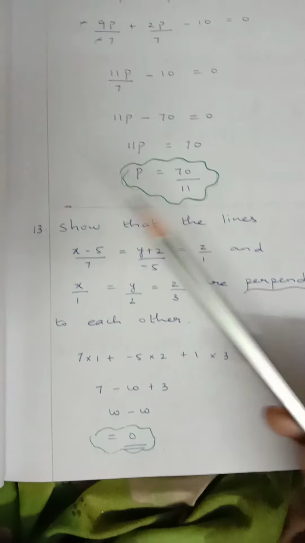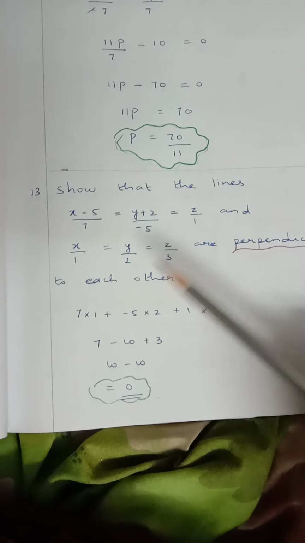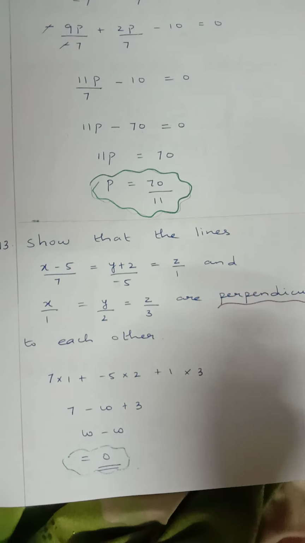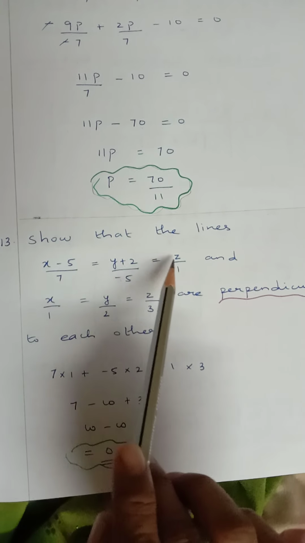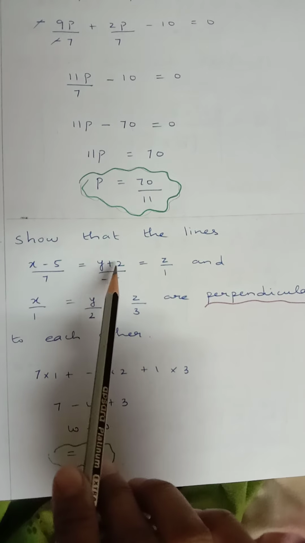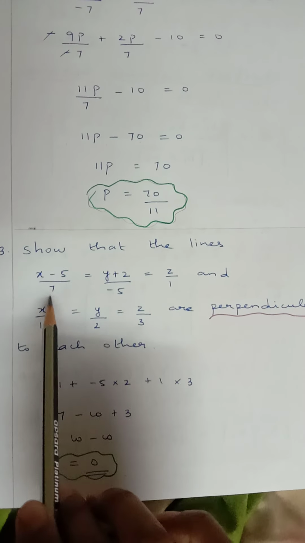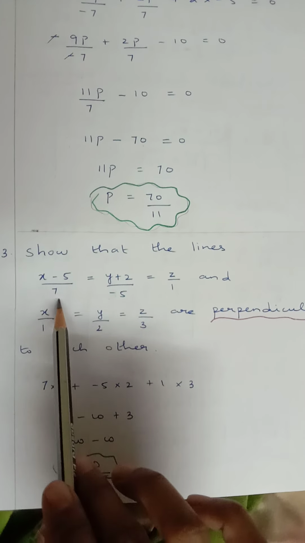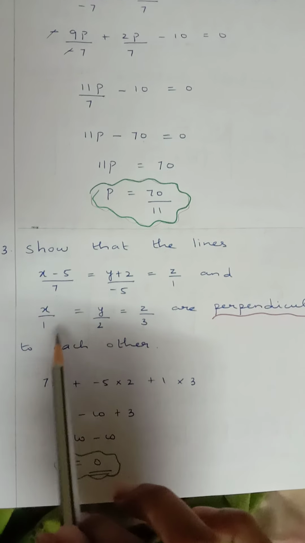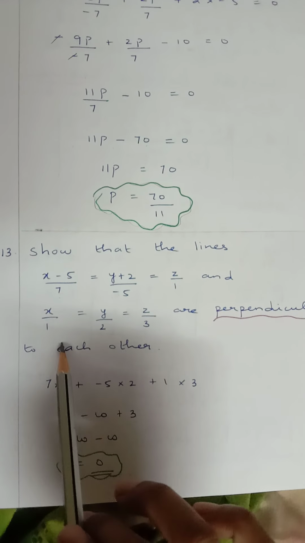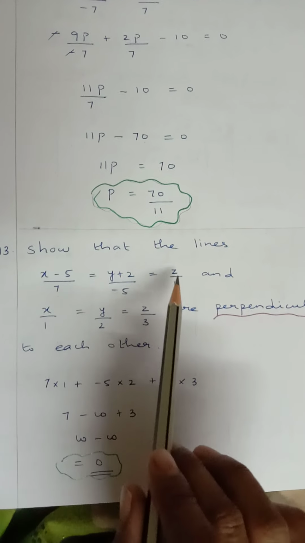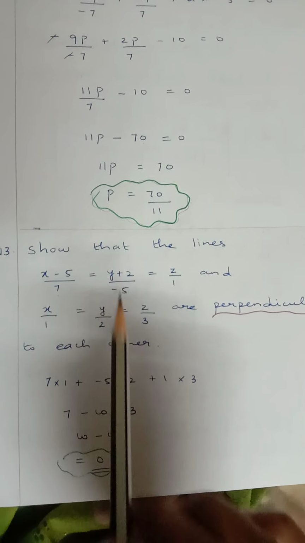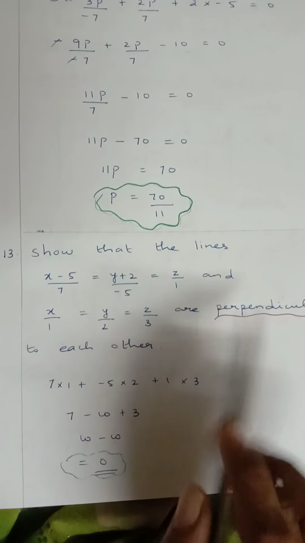Okay, next question: show that the lines are perpendicular to each other. What is the meaning of that? Perpendicular to each other means, here you can see this is already in order. X minus 5, y plus 2, and the denominators are 1, 2, 3. So L1 M1 N1, L2 M2 N2. So L1 L2 plus M1 M2 plus N1 N2.